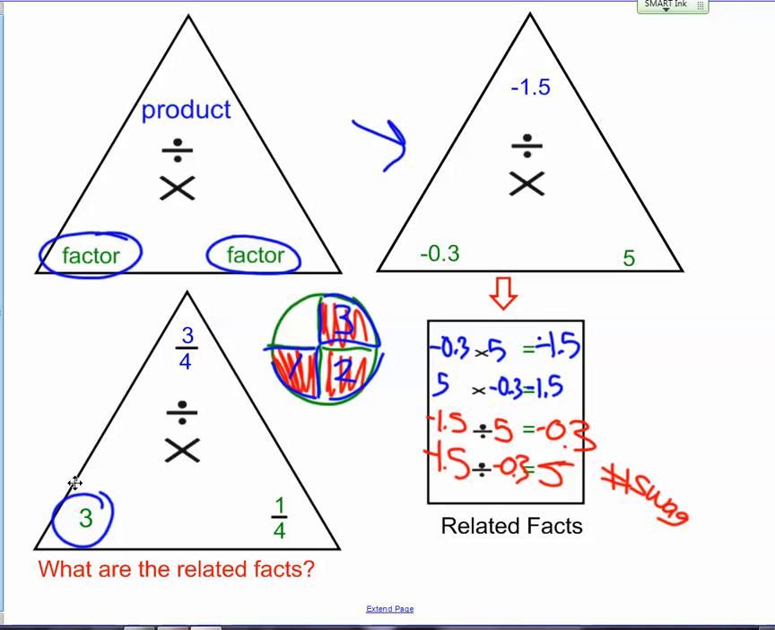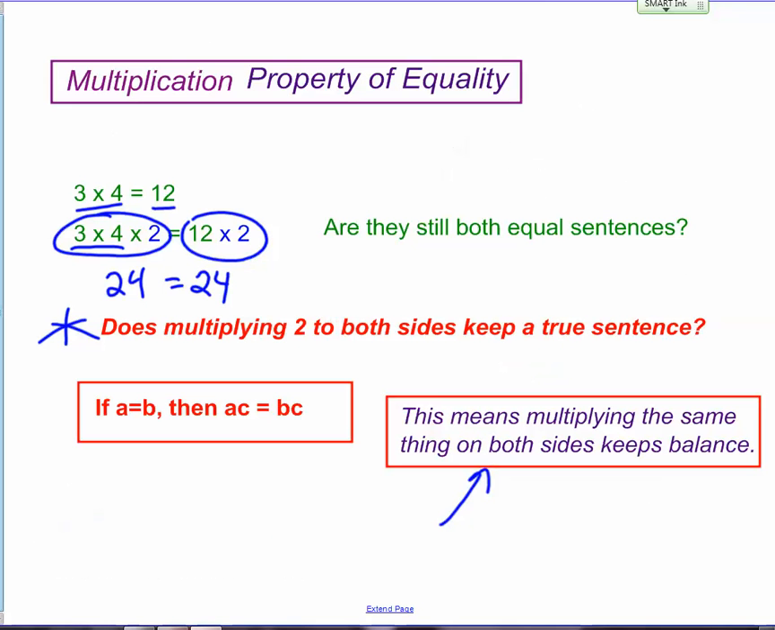3/4 divided into 3 equal groups gives me 1/4 each. This is a fourth, this is a fourth, this is a fourth, and 3/4 divided by a fourth means how many groups of a fourth are in 3/4, and there's 1, 2, 3 of them. So that's how we get that 3. So just getting you to understand your operations with multiplication and division.